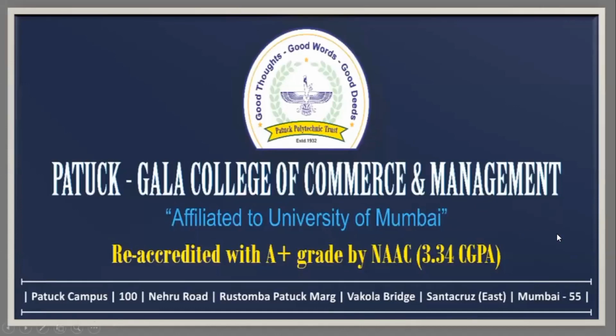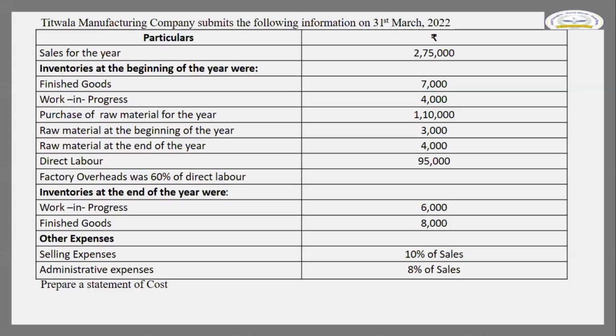Hello everyone. In this video, we are going to solve an illustration on cost sheet. Let's begin. Titwala Manufacturing Company submits the following information on 31st March 2022. Particulars, amount. Sales for the year is given 2,75,000.